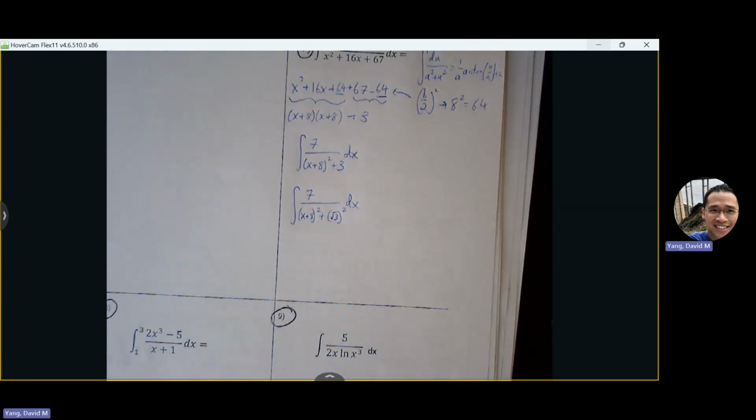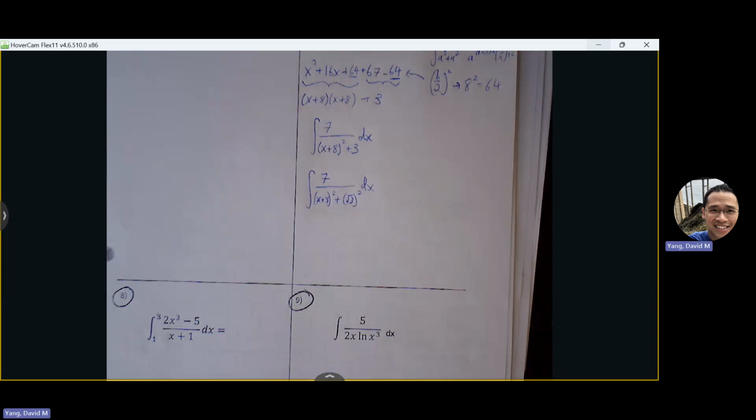So now whatever is inside the parentheses are your a value and your u value. How can you tell the difference? You look to see what's the constant and what has a variable in. Your constant will be your a value. Whatever has your variable in it is your u value.